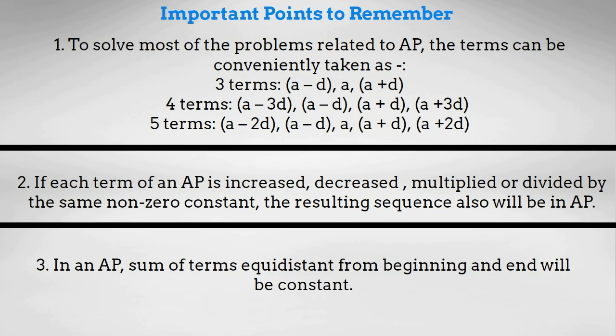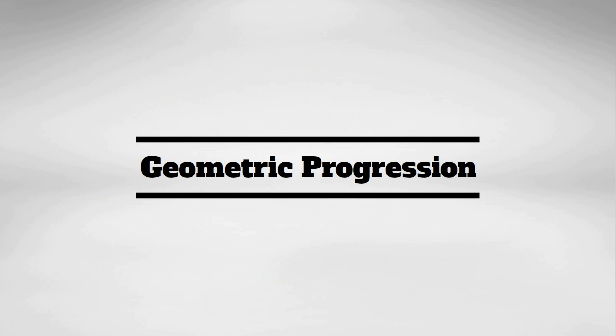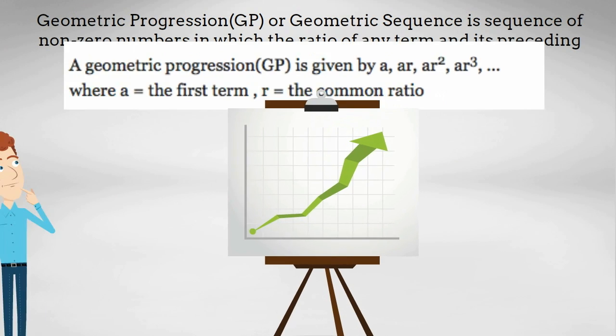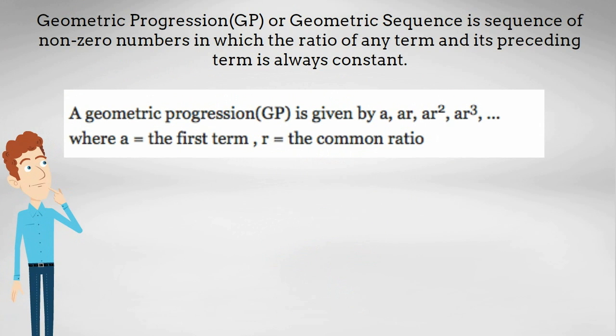In an AP, the sum of terms equidistant from the beginning and end will always be constant. Next is geometric progression. A geometric progression, GP, or geometric sequence is a sequence of non-zero numbers in which the ratio of any term and its preceding term is always constant. A GP is given by a, ar, ar square, ar cube, and so on, where a is the first term and r is the common ratio.